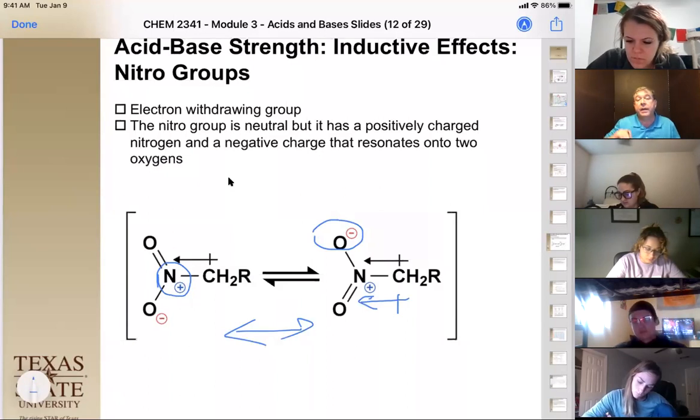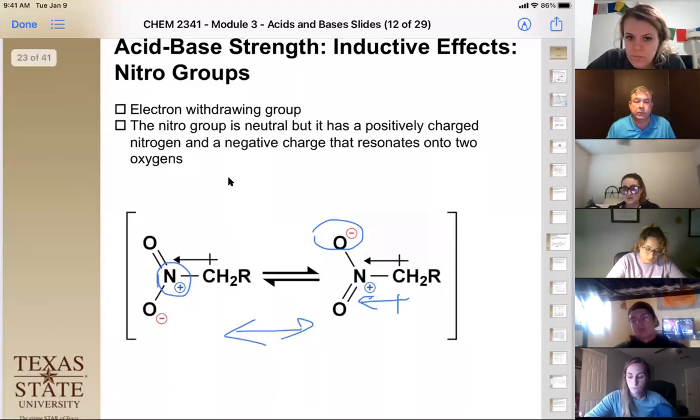Okay. So we have fluorine and the other halogens as strong electron withdrawing groups. We also have the nitro group as a strong electron withdrawing group.